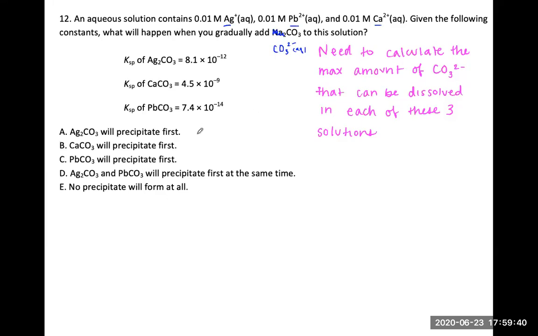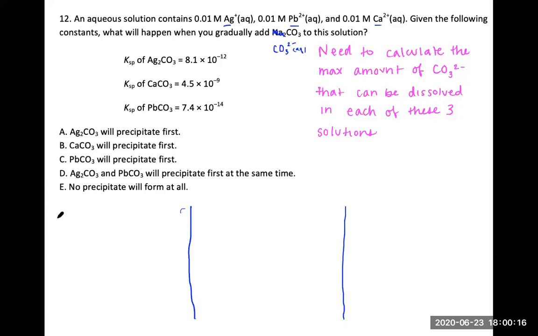And so what we can do instead is figure out, well, what's the maximum amount of carbonate that can be added at equilibrium? And then the second we would have even just one little bit more, we would start getting a precipitate. And so what I'm going to do is set up 3 ice tables here where we calculate how much carbonate the solutions could tolerate. And then whichever one can handle the least amount of carbonate is going to be the one that precipitates first.